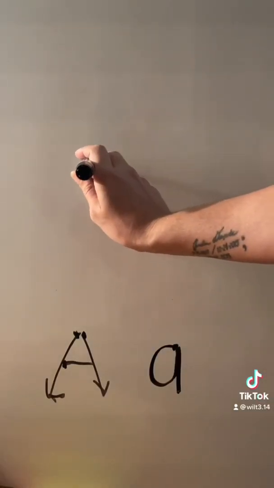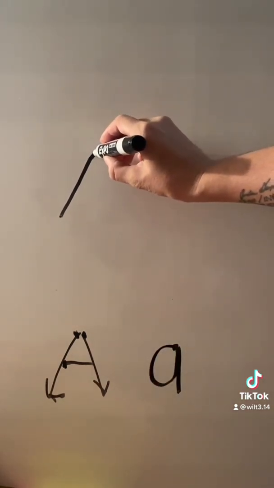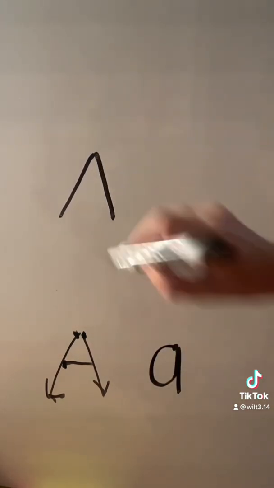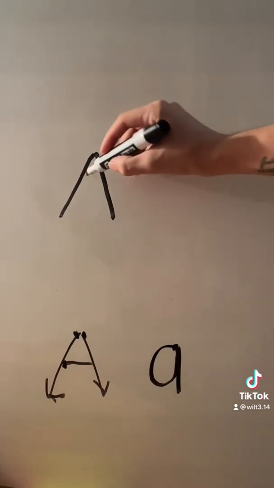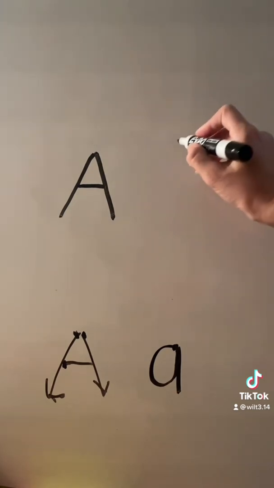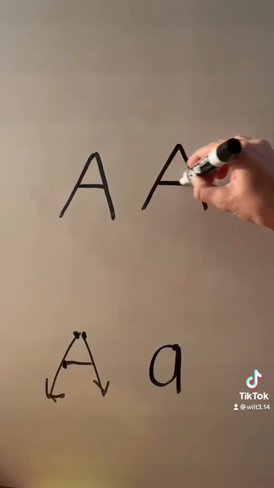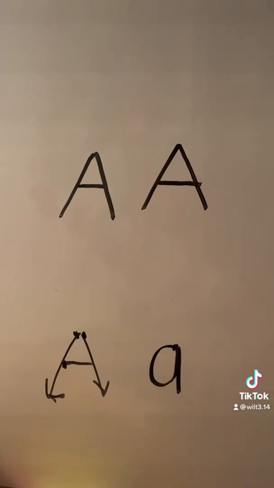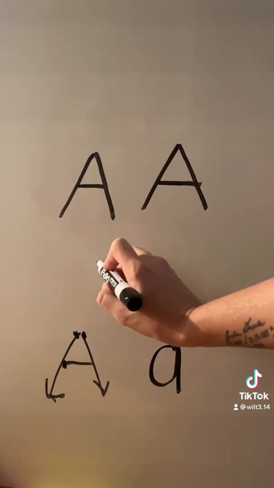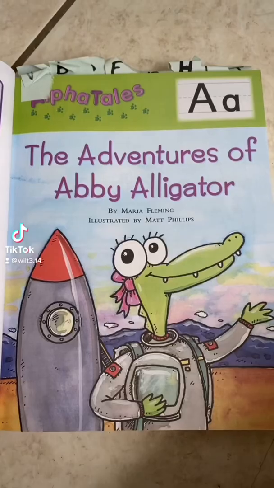To make a capital A, you start at the top and go down. Pick up your pencil again, start back at the top and go down on the other side and connect across the middle. That is the capital A. To make a lowercase a, start here, loop around, up and down.